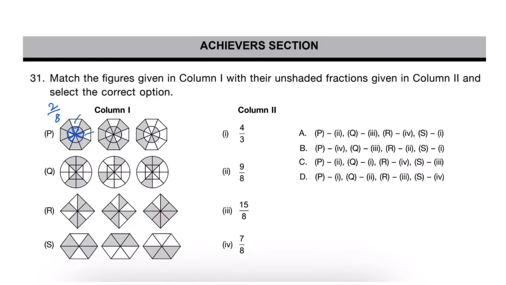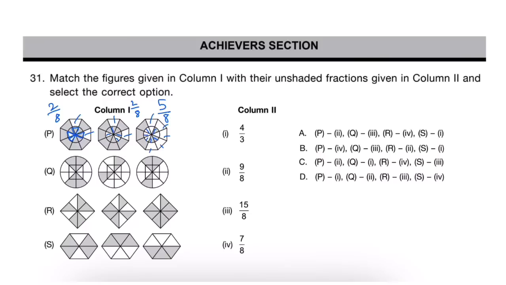In the second figure, we'll put this here, we'll put this here. So unshaded parts are 1, 2. Again, 2 parts are unshaded. And in the third figure, we'll put this here, and this here. So 1, 2, 3, 4, 5. 5 upon 8 parts are unshaded.